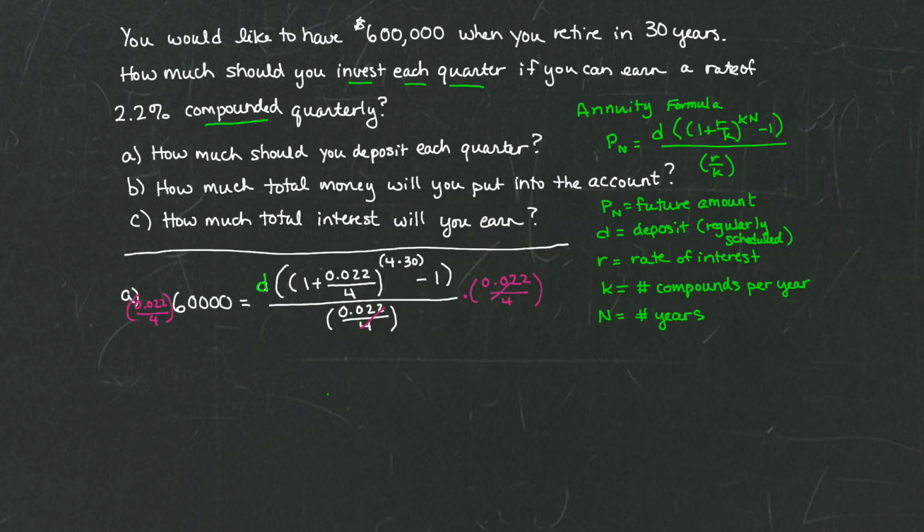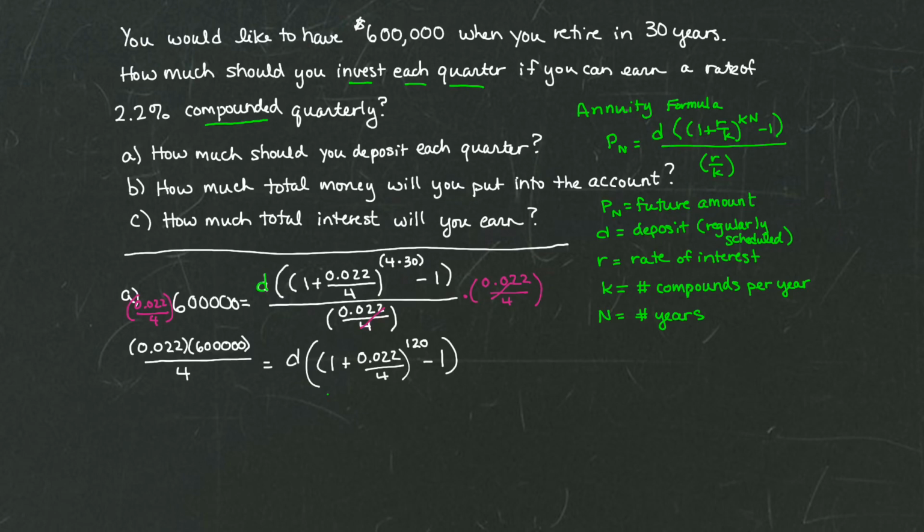On the left side, that'll give us 0.022 times 600,000. Oh, I have an extra 0 missing there. Divided by 4, equals, and then we're just left again with D times the leftover part, which is 1 plus 0.022 over 4 raised to the 4 times 30, so I'm just going to go ahead and write that as 120, minus 1, quantity closed.